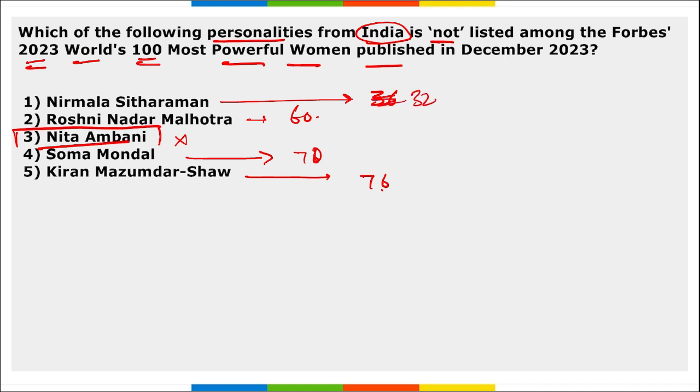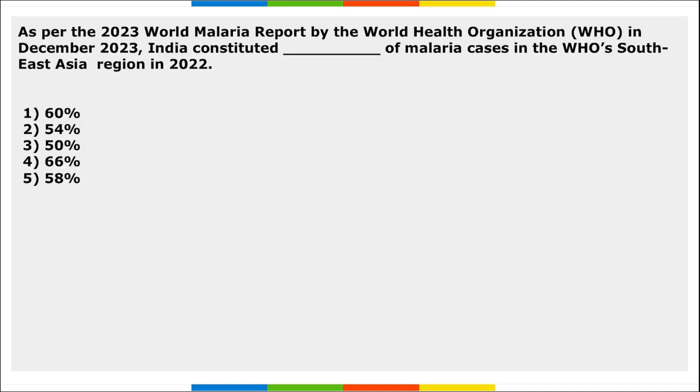Next, as per the World Malaria Report by the World Health Organization in December, India constituted dash of the malaria cases in the WHO Southeast Asian region. So, as per the World Malaria Report by WHO, India constituted 66% of the malaria cases in the WHO Southeast Asian region.